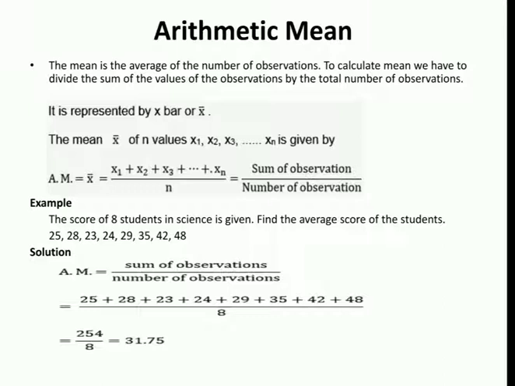Let's take an example. Here the scores of 8 students in science are given: 25, 28, 23, 24, 29, 35, 42, 48. What we need to do is sum all of them, and as total 8 observations are there, we'll divide by 8, and we will get the arithmetic mean as 31.75.